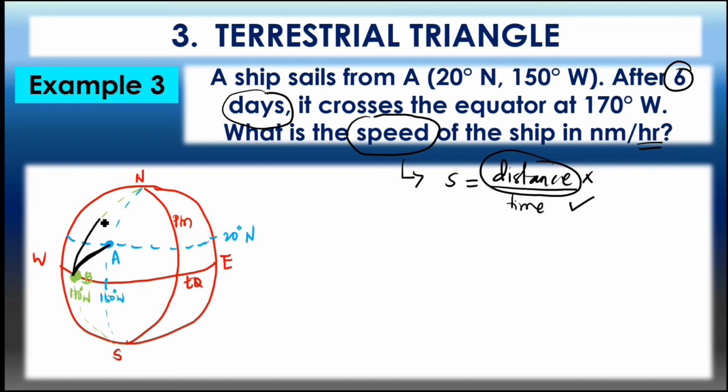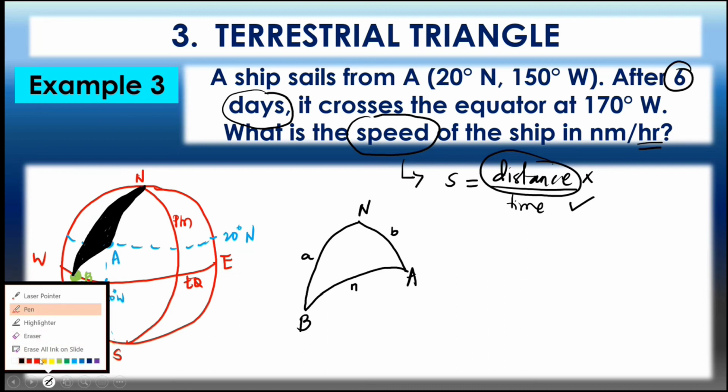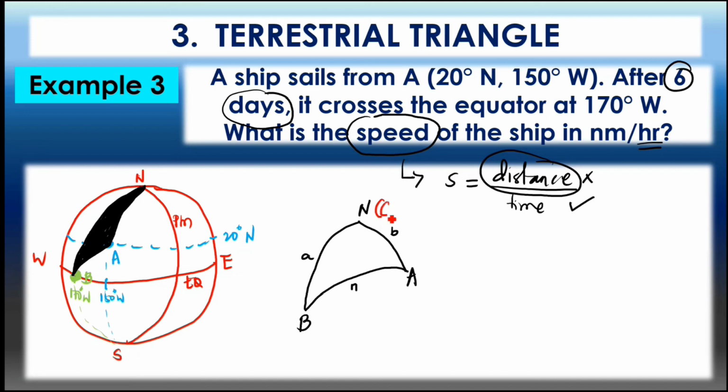Then just create the terrestrial triangle. So this is the terrestrial triangle that we are going to use. If we draw the triangle here, we have the north, then this is the point B, then this is the point A. And if this is north, this side is the small n, this is the small a, this is the small b. Since we already have the A and B, we're just gonna use the big C for the big N, or the North Pole, so that we can have here the small c.